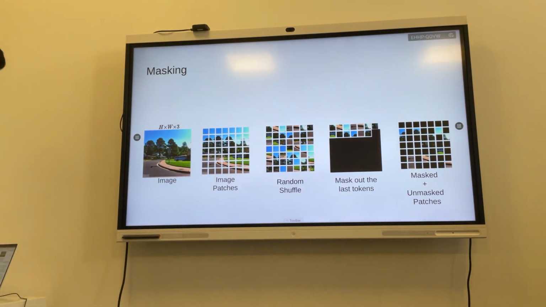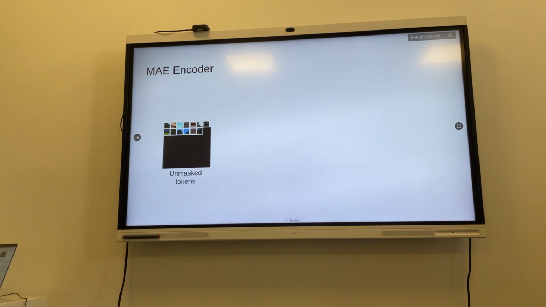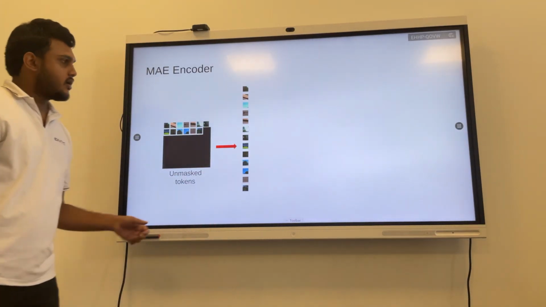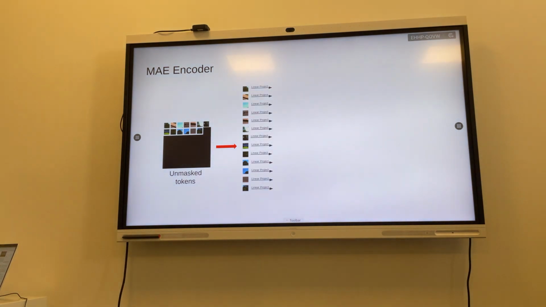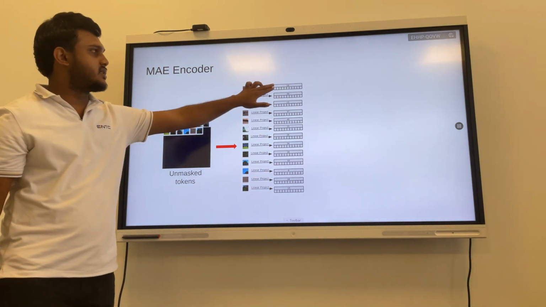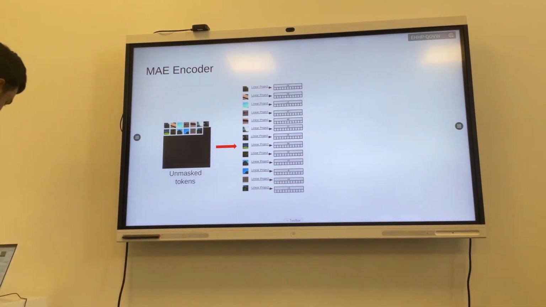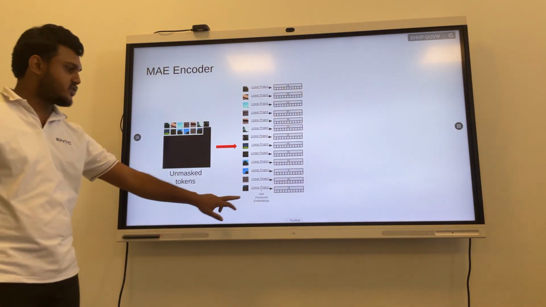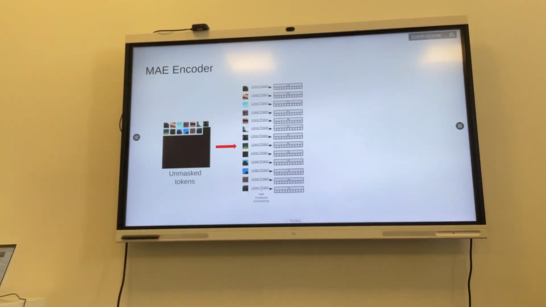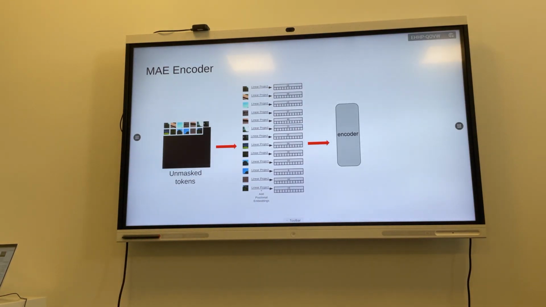And then what we do is we have these unmasked patches, and you can see the order is not in a correct order, right? But the order does not matter in case of transformers, right? So each patch, now what we will do is we will linearly project it into an embedding, and also we will add the positional embedding. Because we are adding the positional embedding, this shuffling is not a problem, right? And then we will feed it into an encoder.